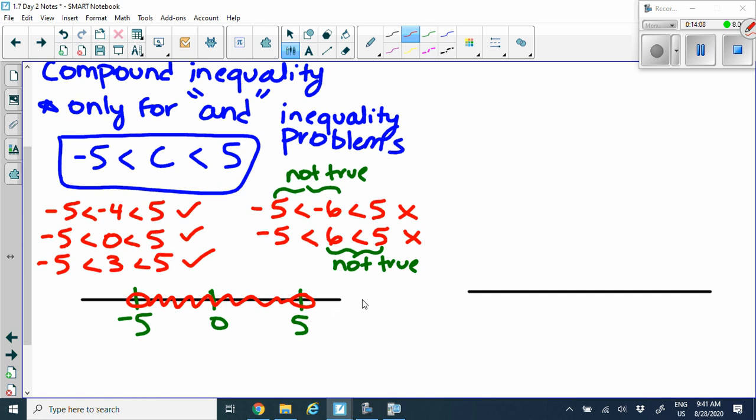So what I basically did is just explain why for and problems we shade in between the two numbers, because all the numbers in between them give us true statements, okay? So anything between -5 and +5 will give us true statements. Anything on the left-hand side or right-hand side will give us false statements. So that's why we shade in between.